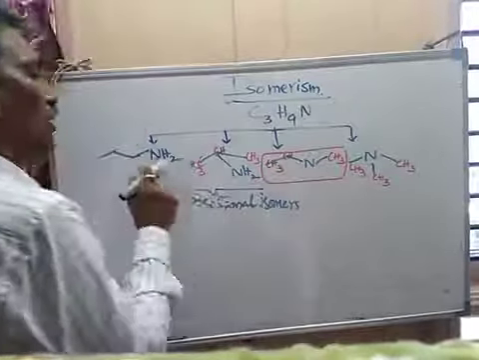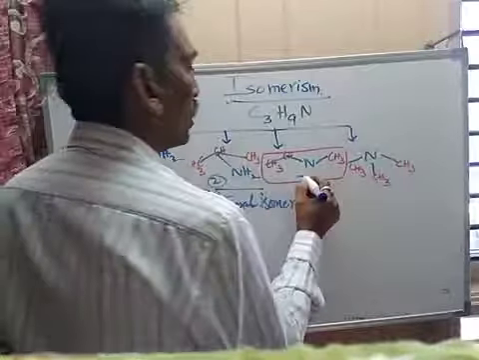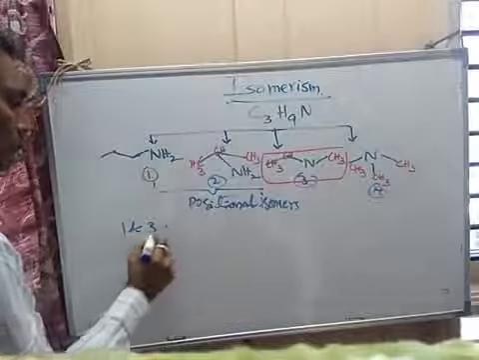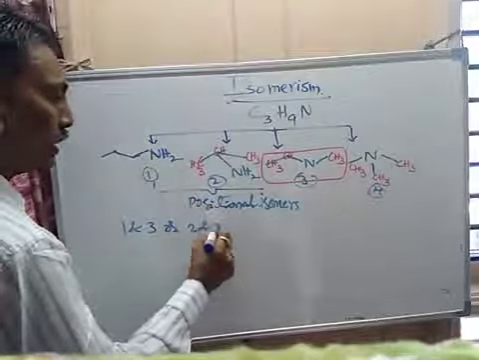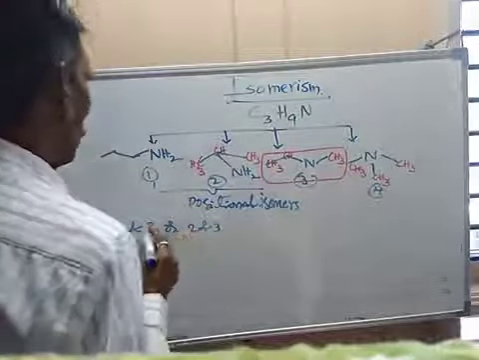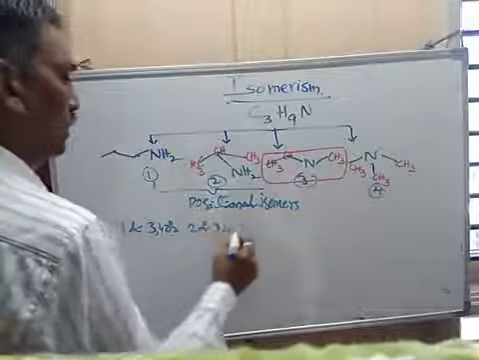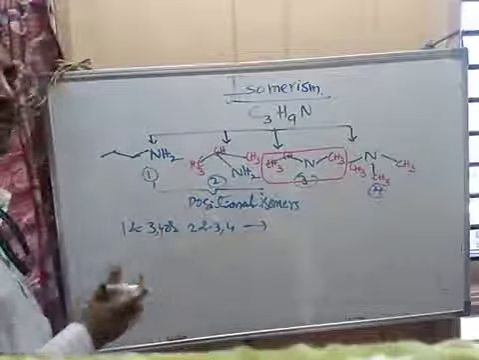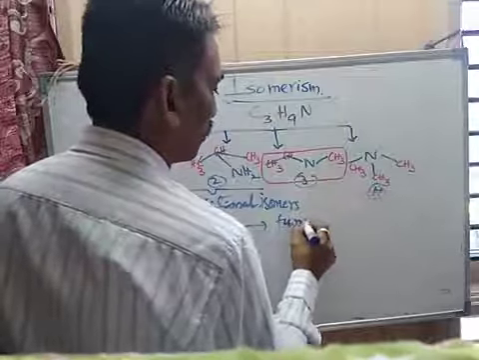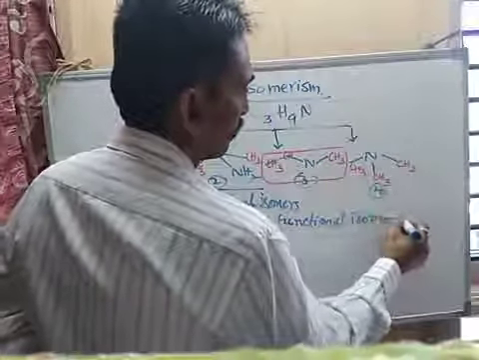And structure 1 or 2 with structure 3. This is structure 1, structure 2, 3, 4. Structures 1 and 3, 2 and 3, 1, 3, 4, 2, 3, 4. This combination of different amines, primary, secondary, tertiary amines, are known as functional isomers. Clear?